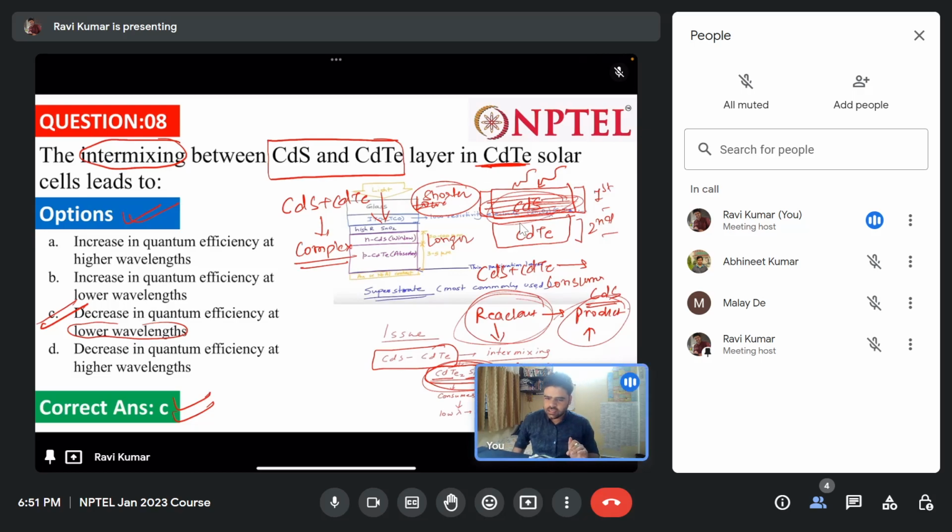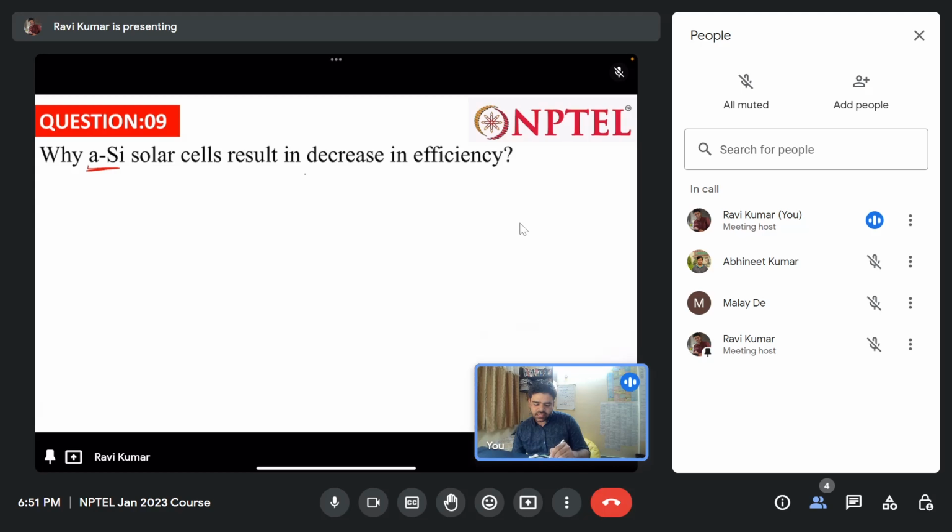So next question, it says, why does an amorphous silicon solar cell result in decrease in efficiency? Or in another way, what is the issue with amorphous silicon solar cells? And these are the options.